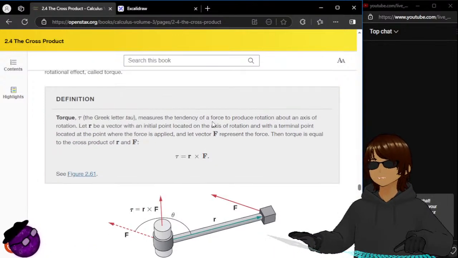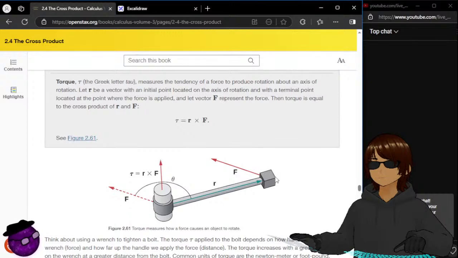Torque measures the tendency of a force to produce rotation about an axis of rotation. Let R be a vector with an initial point located on the axis of rotation, with the terminal point located at the point where the force is applied. Let F represent the force. So force over here, R is the location from the axis. The force is here. The torque is equal to the cross product of R and F.